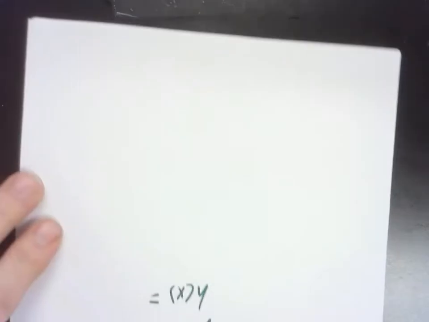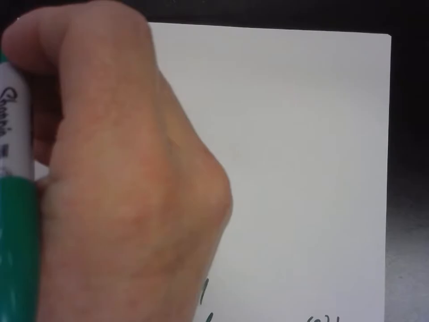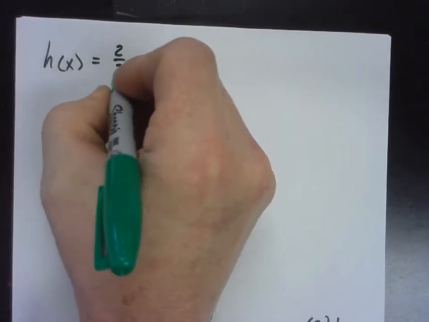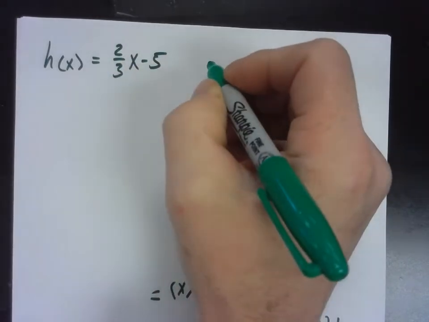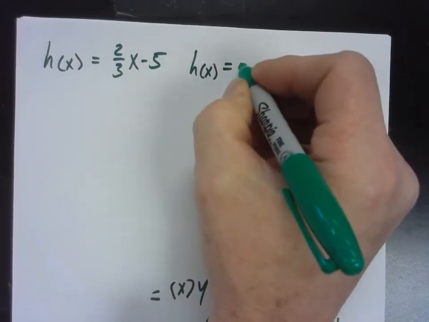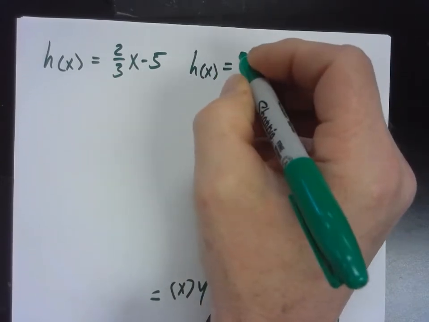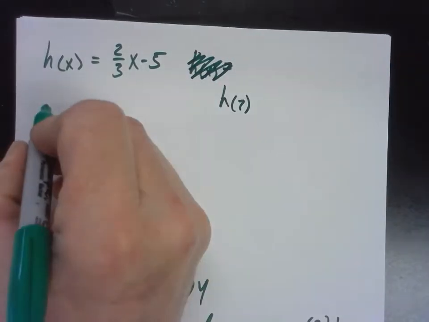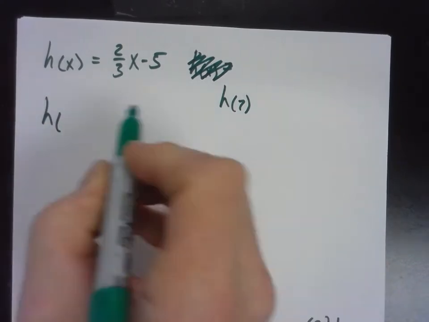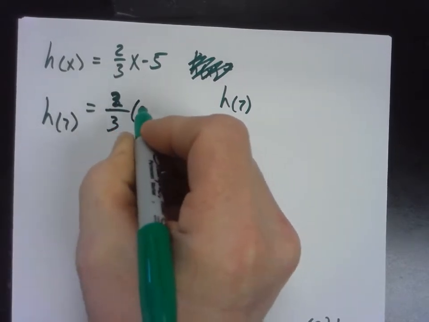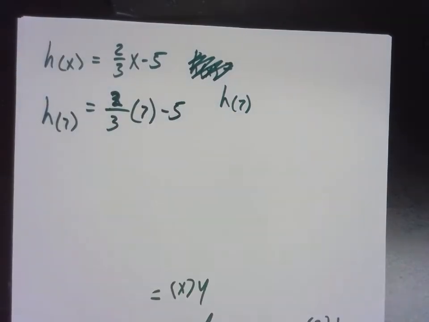What do I want to see on the assignment? Well, when they give you a function, 2/3 x minus 5, and they say evaluate it for h of x when x equals 7, or find h of 7, let's say. You know, I don't really care if you write down the original problem, but I do want to see that you're writing it out.